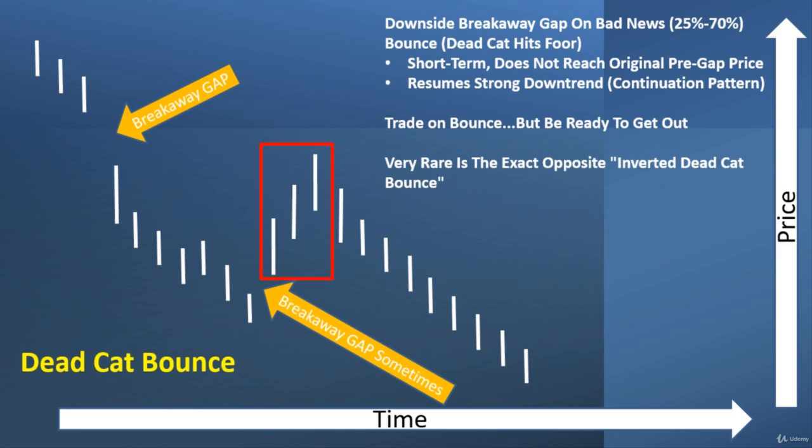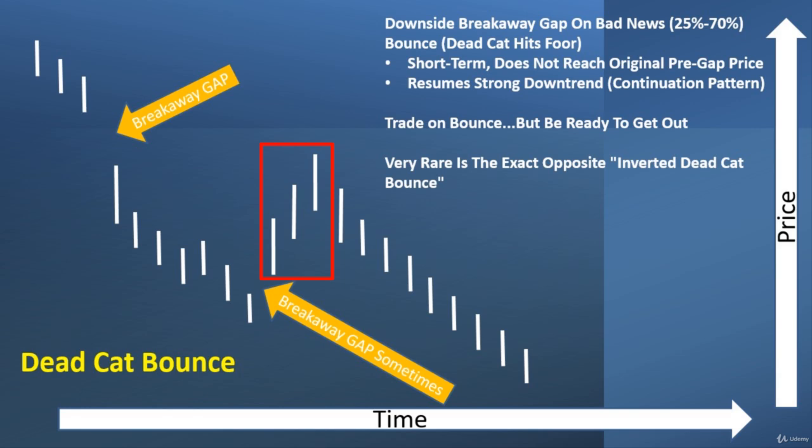And so the idea of the formation of the dead cat is it's a short-term thing. It doesn't reach the original price gap prices. See how, when it reaches its peak, it doesn't go above where that original gap was, back to the original, let's say, three downward lines there on the far left. It's going to start to approach that, but then it's going to turn around again. Again, a dead cat bounce is a continuation pattern. So it's going to resume that strong downtrend.